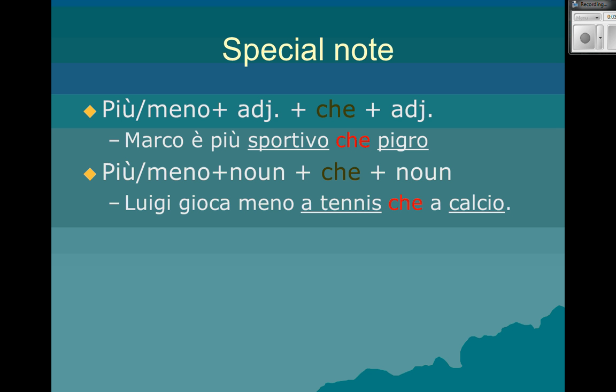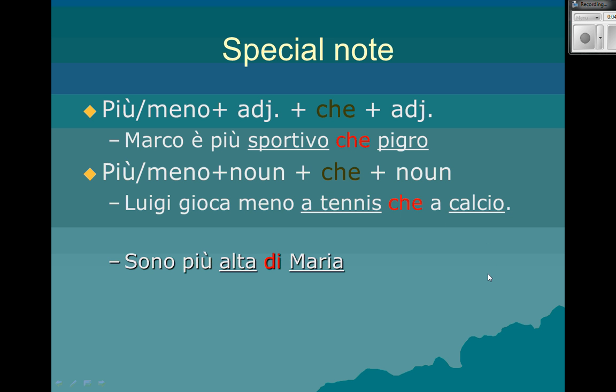So when we are comparing two things and they are the same grammatical type, we're going to use the word che. Here we have two adjectives. Here we have two nouns.